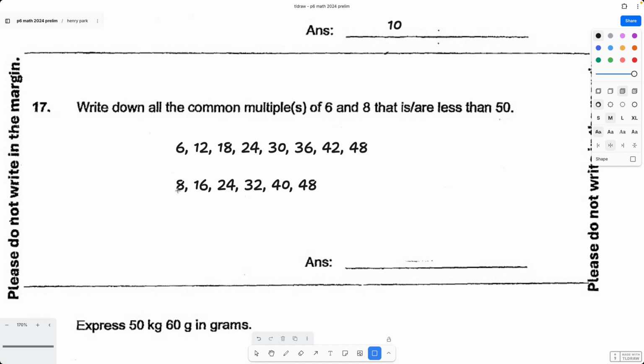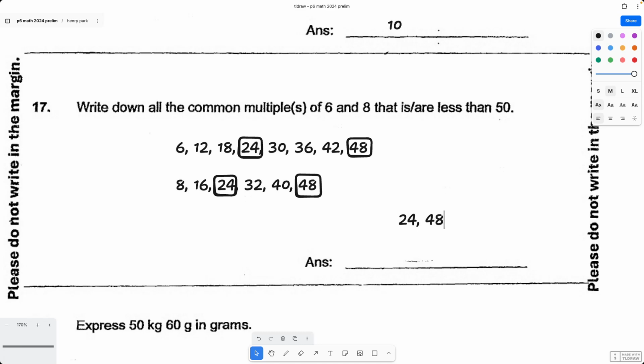First, I think we can go for the 8, so it's easier to see. 24 is one of them, and then we have 48 as well. That's it. So the answer is 24 and 48. Okay, let's move to the next question.